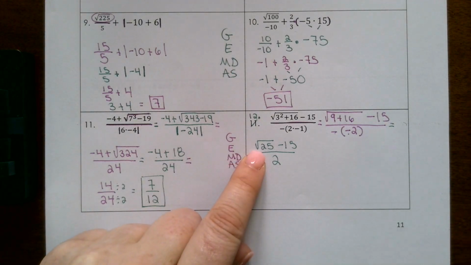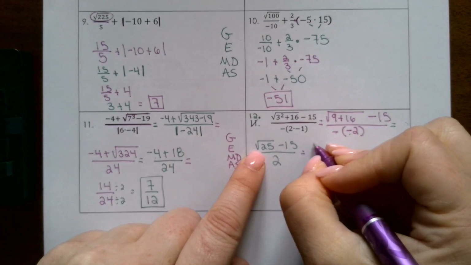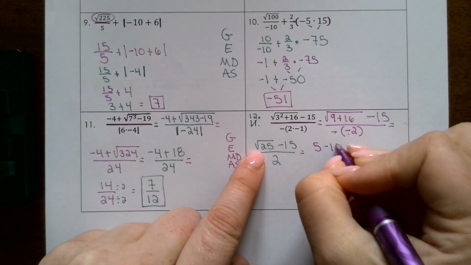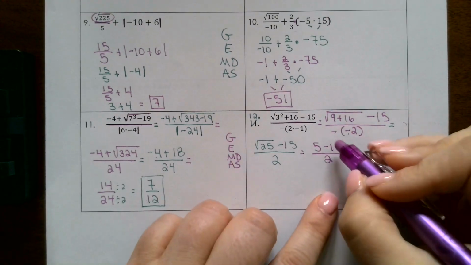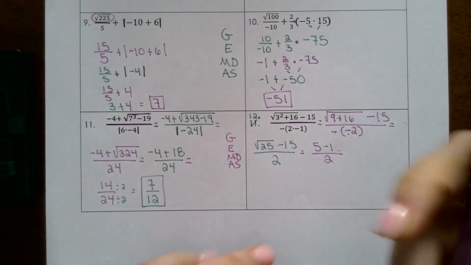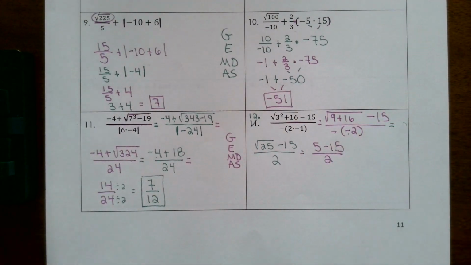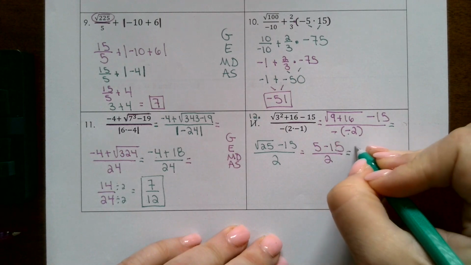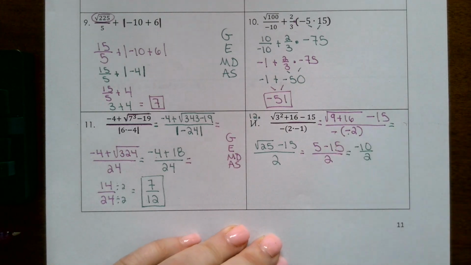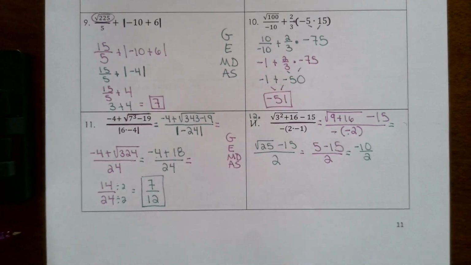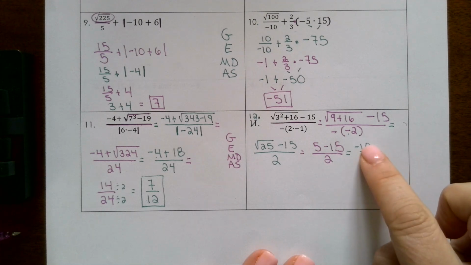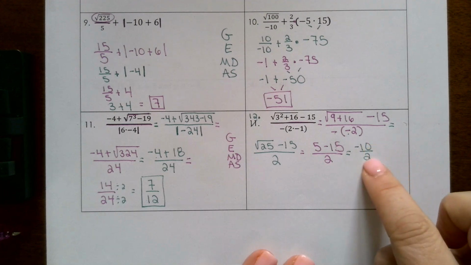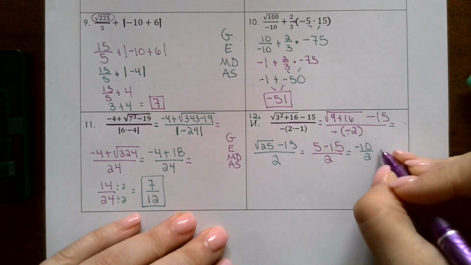Still have to take the square root. I know 5 times 5 is 25, so the square root of 25 is 5 minus 15 over positive 2. I'm sorry, it's minus 15. I don't know why I wrote a 10 there. And 5 minus 15 is -10 over a positive 2. My final step, I could simplify it. I'm also going to say, my numerator is greater than my denominator. Does 2 go into 10 evenly? It does. -10 divided by 2 is -5.